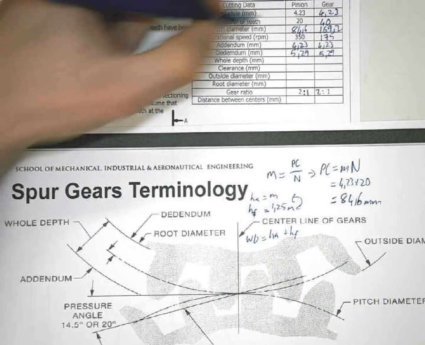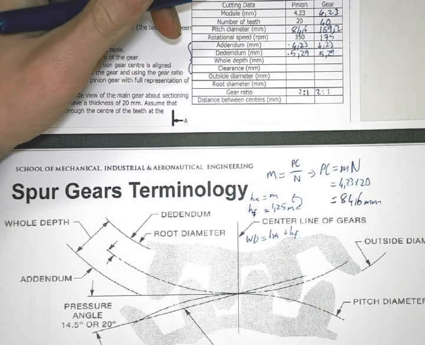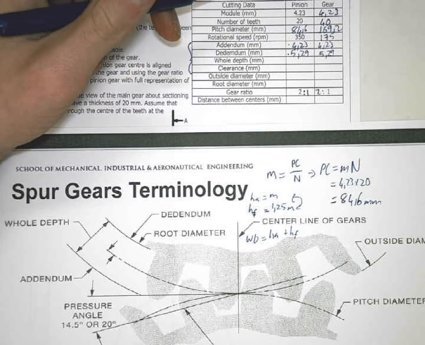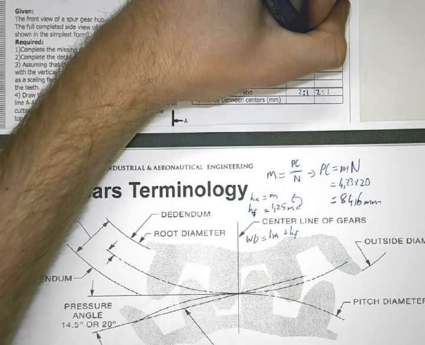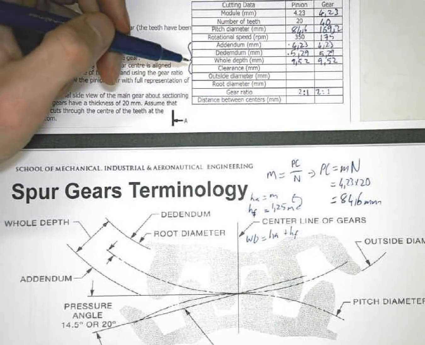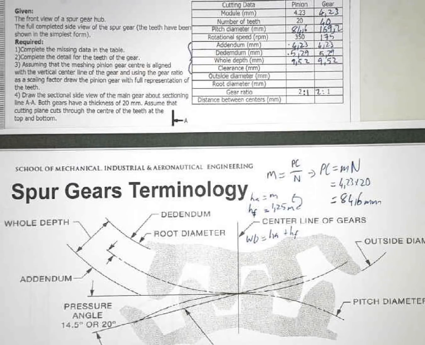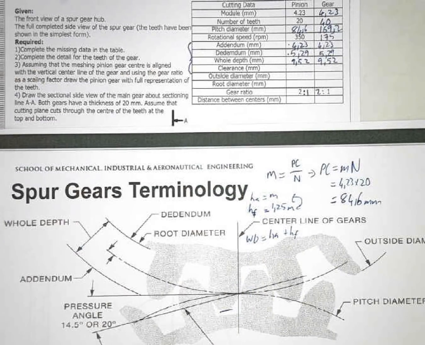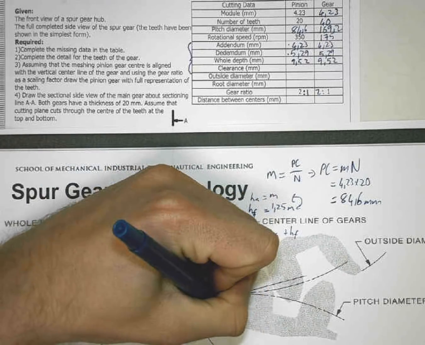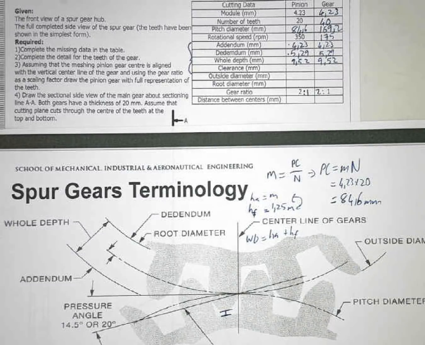We then have our whole depth, so we're just taking this number plus that number, which is going to be 4.23 plus 5.29 and leave us with 9.52. And again, these dimensions relate specifically to the gear teeth, so they are the same for both your pinion as well as your gear. When it comes to the clearance, we are looking at the distance between the tip of your gear tooth and the root of the corresponding gear in the gear set.